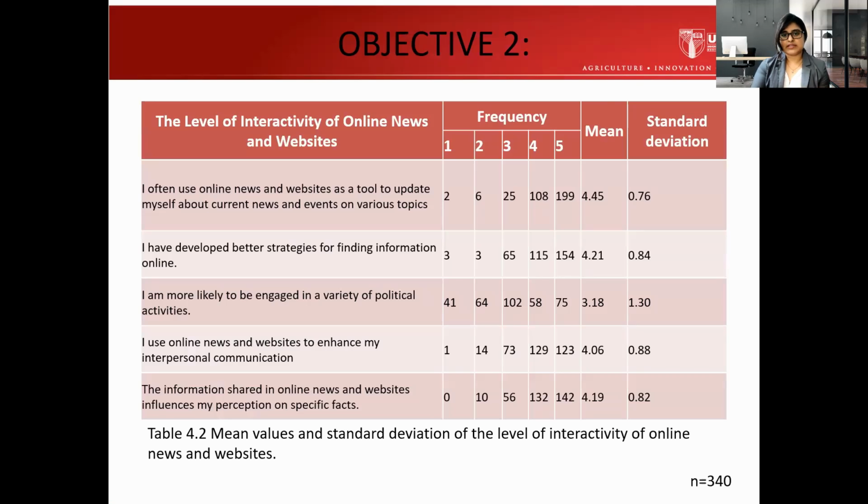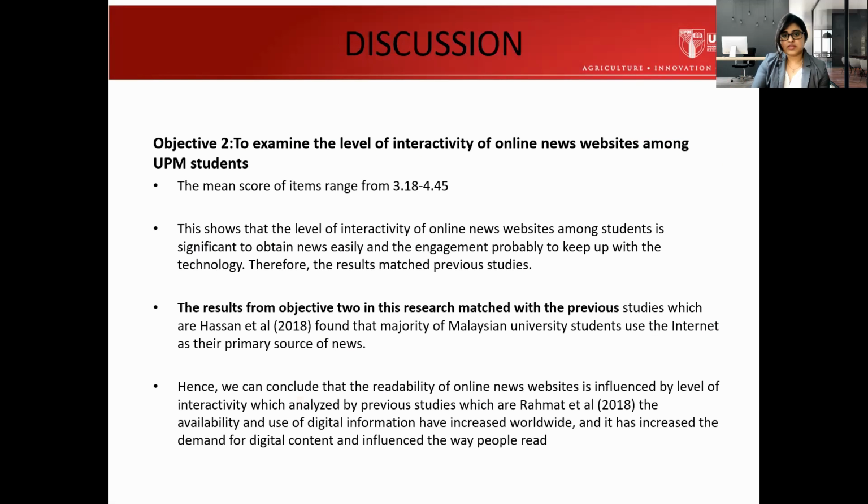Okay, next is my second objective. This is the distribution data, and again we will be looking into the mean values and standard deviation here. The mean scores of the items range from 3.8 to 4.45. This shows that the level of interactivity of online news websites among students is significant for obtaining news easily and for the engagement to keep up with it. Therefore, the result matched the previous study. Also, Hassan in 2018 found that the majority of Malaysian university students use the internet as their primary source of news, so it matched my objective here.